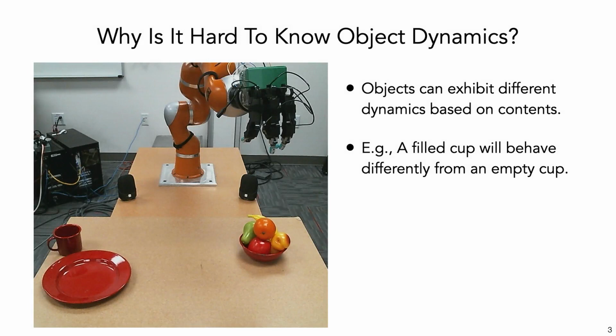However, in the real world, it's impossible to know the dynamics of every object. Objects can also exhibit different dynamics based on their contents. For example, a filled cup would behave very differently from an empty cup. Hence, estimating object dynamics online is a more realistic setting for enabling robots to work in unstructured environments.